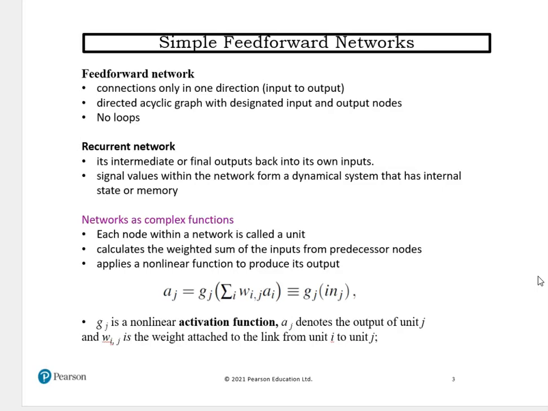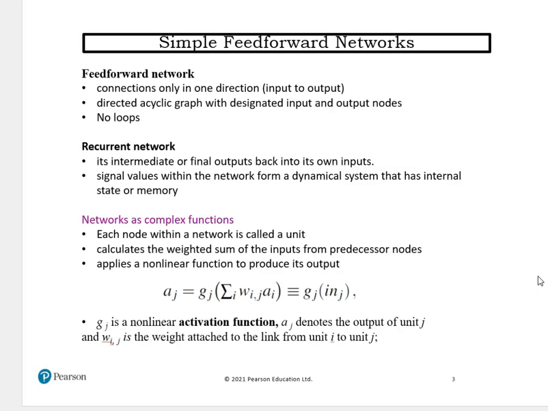Each node then computes a function of its input and then passes its output, which is the result of its computation, to the successors in the network, whether that successor is in another layer or an output layer. So information flows through the network from the input nodes to the output nodes, and there are no loops. Okay, so this is a feedforward network.